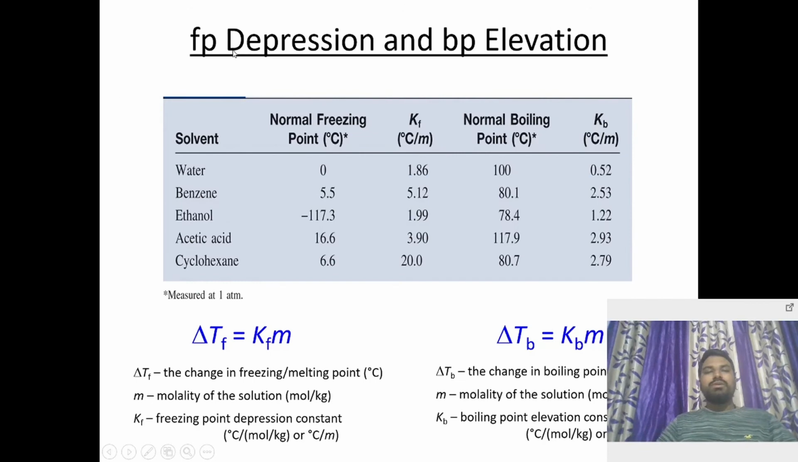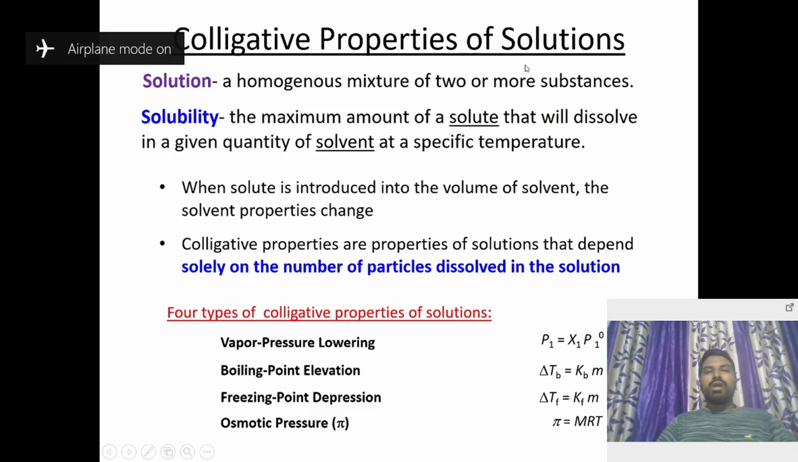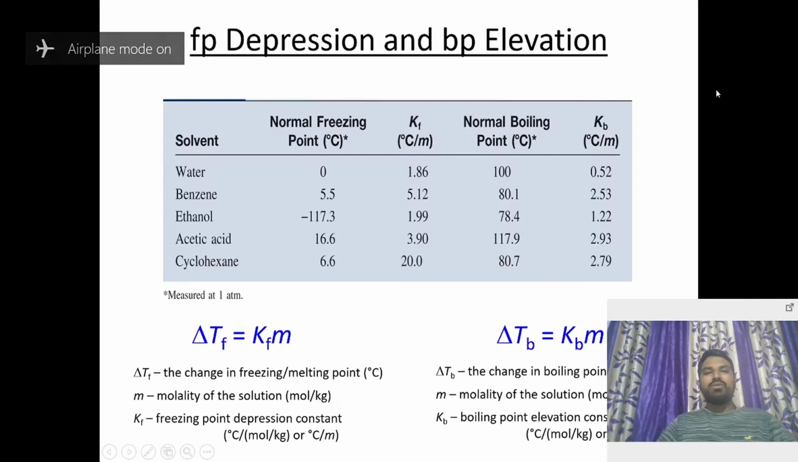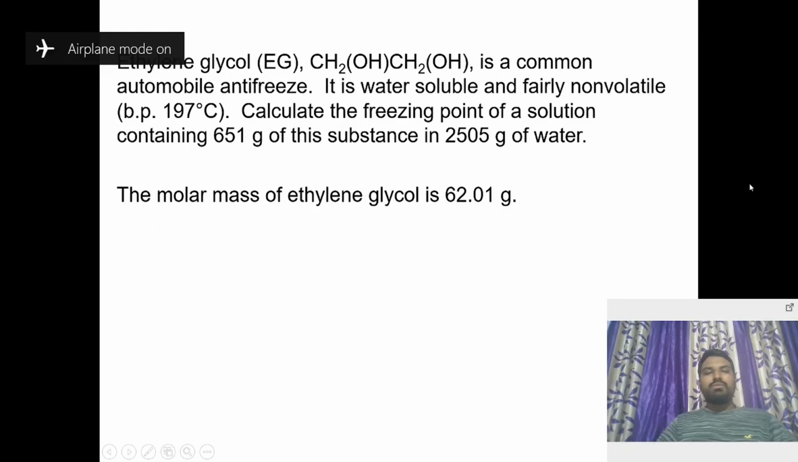Now these are the freezing point depression and boiling point elevation constants of some molecules, that is water, benzene, ethanol, acetic acid, cyclohexane. Now, colligative properties of solution, as we discussed earlier, this is a review: solution and solubility definitions are over here. These are the freezing point depression and boiling point elevation constants of some molecules.